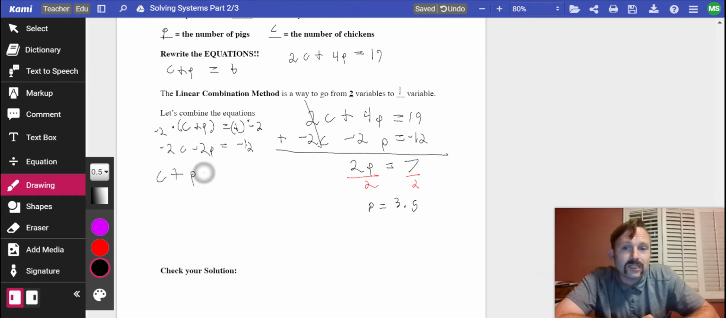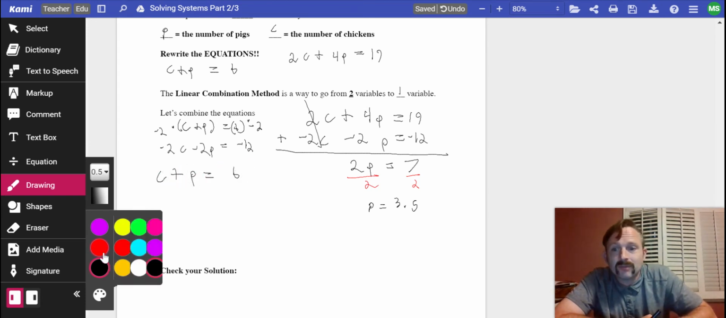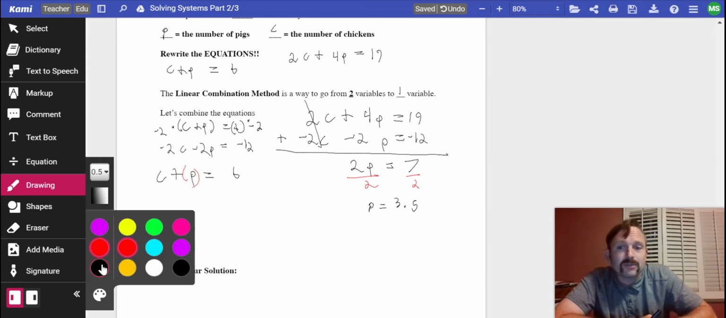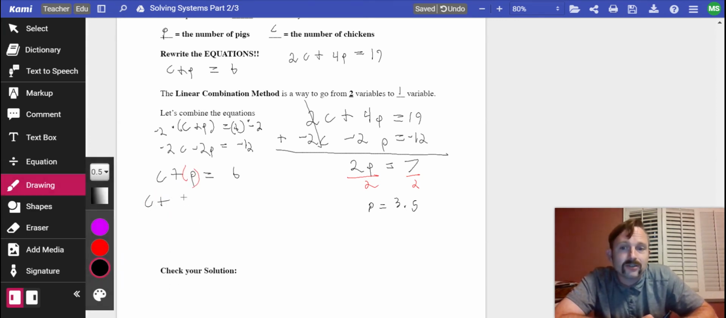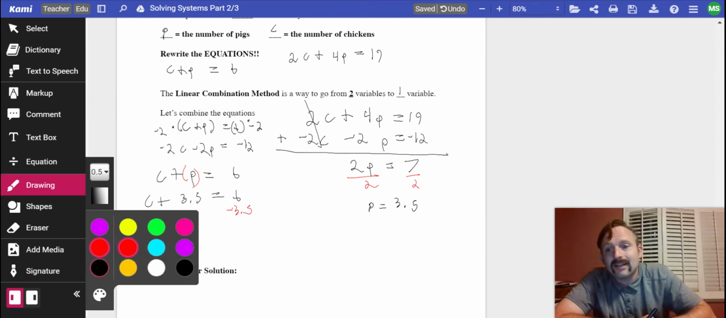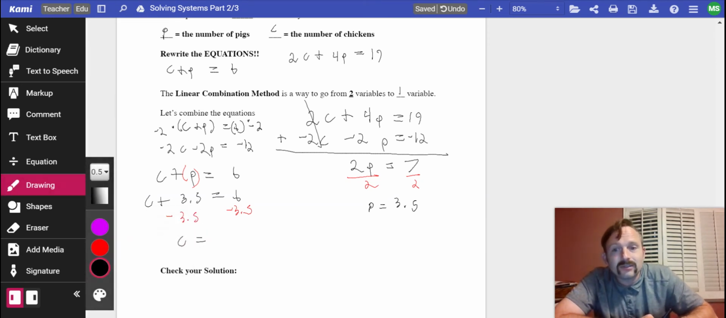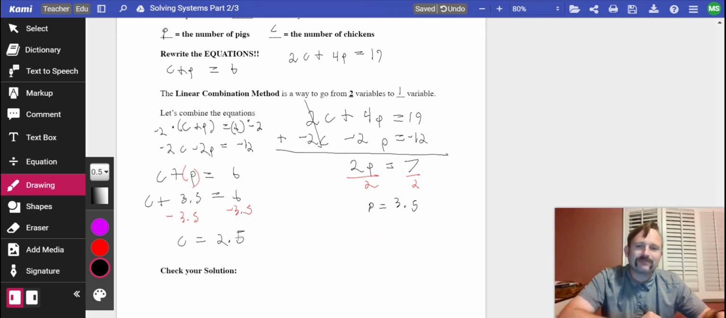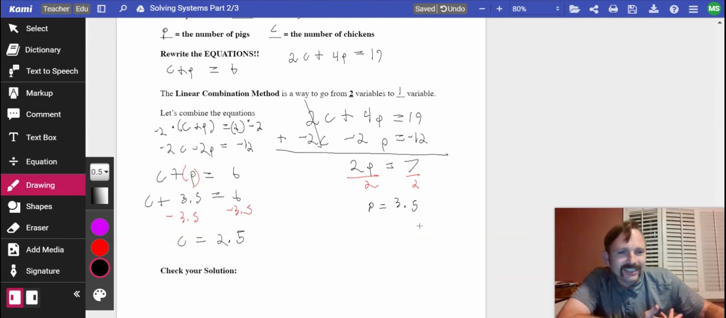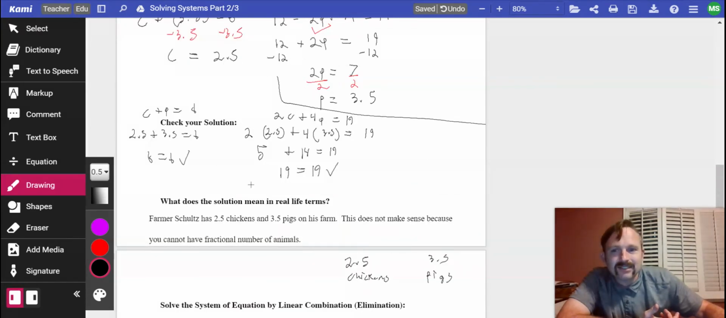So c plus p is equal to 6. So I know I'm going to substitute. c plus 3.5 is equal to 6. I'm going to do the subtraction property of equality on both sides, and I get c is equal to 2.5. All right. Now, if we check our solution, it should be the exact same as this one.